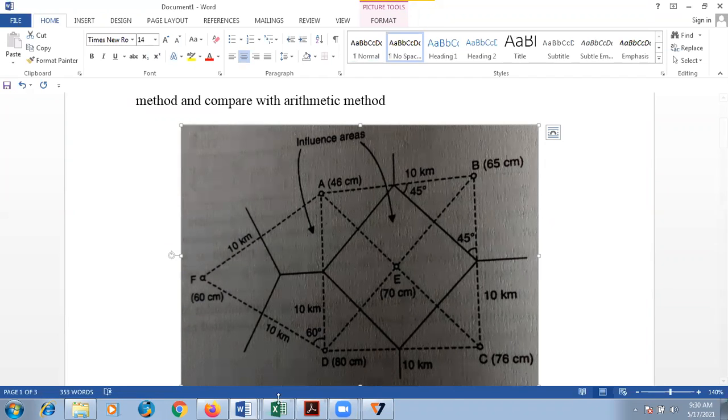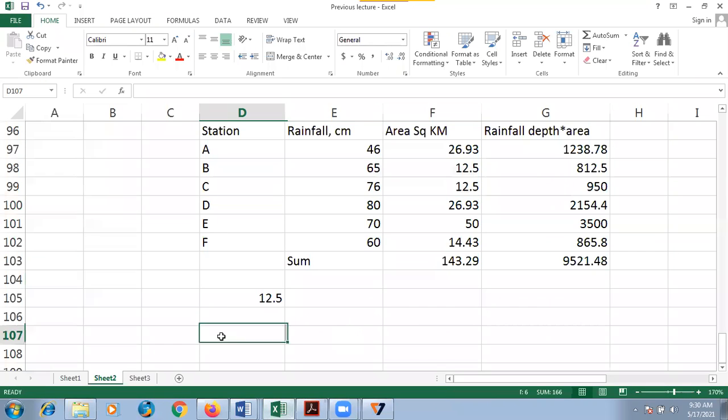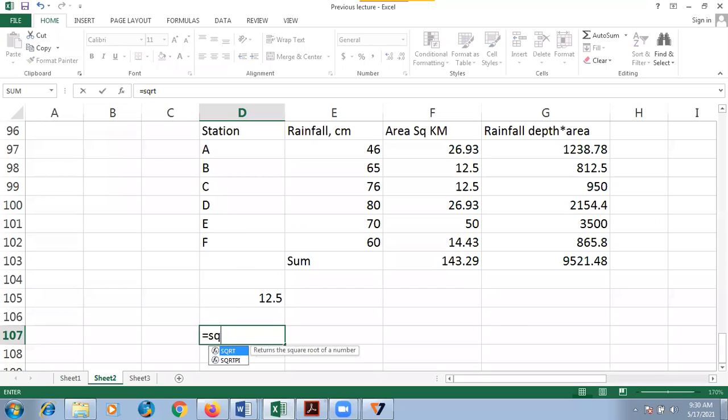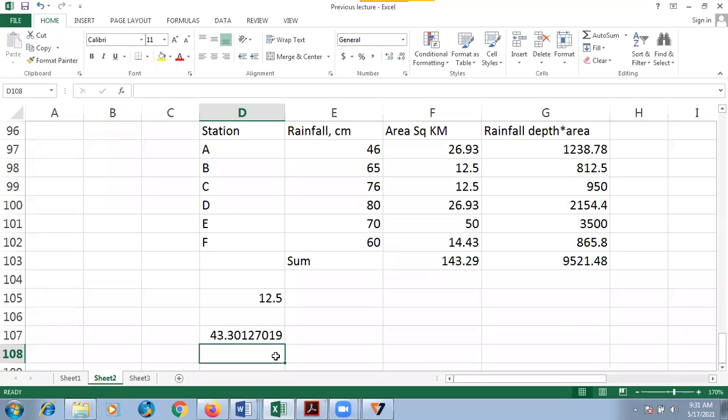Now, first of all, determine the area of the equilateral triangle. If you wish to determine the area of the equilateral triangle, the direct equation can be used, which is square root of 3 divided by 4 into side square. Side square is 10 into 10, so square root of 3 into 10 kilometer into 10 divided by 4 will give you the area of the equilateral triangle. This is 43.3.